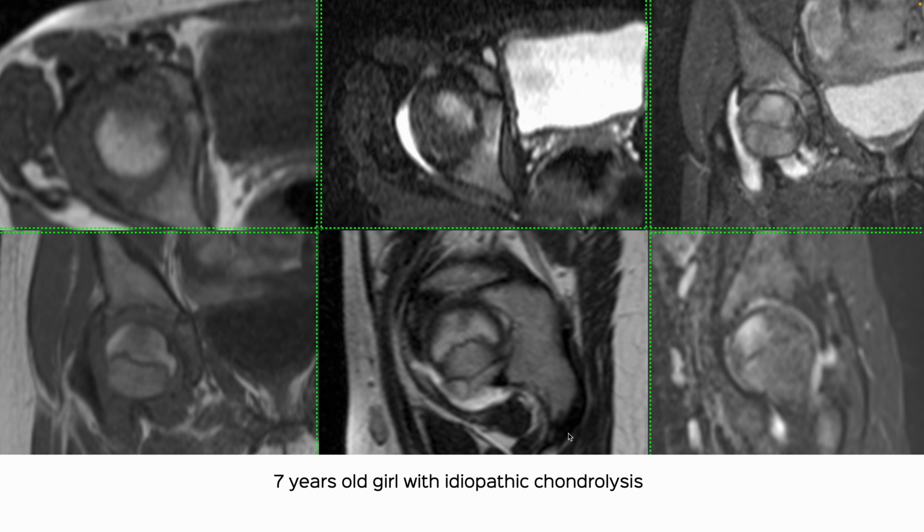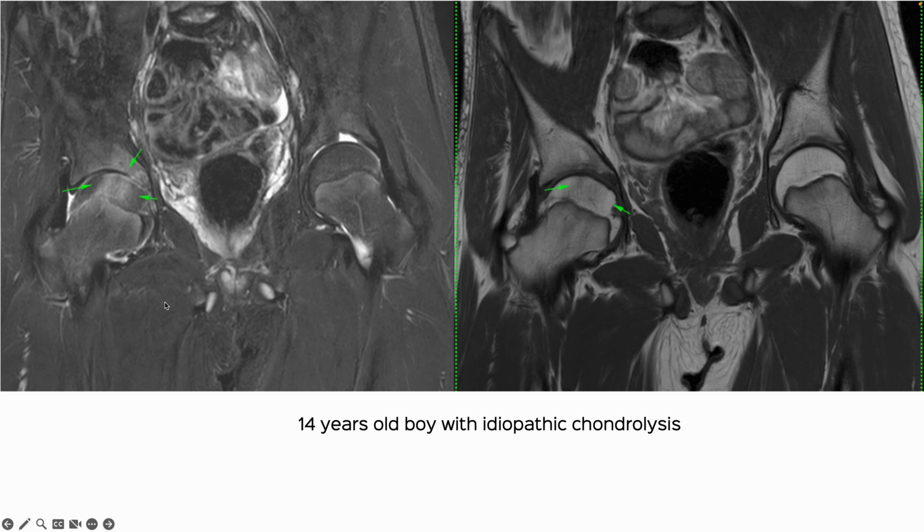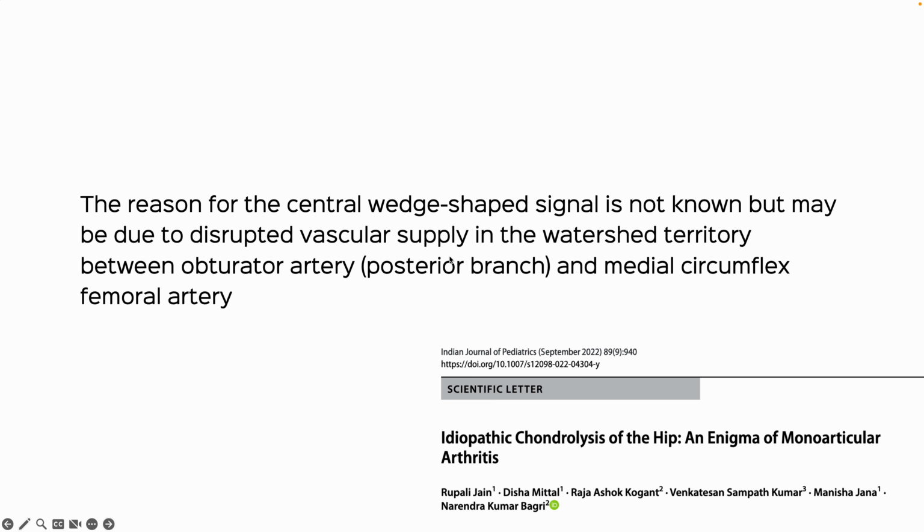So I went through my archives very quickly, and we have about 10 odd patients over the last 15-20 years that I've identified, and my team has identified. This was a 7-year-old girl with a wedge shaped focus here. This is a 14-year-old boy with a characteristic appearance, and these are all idiopathic chondrolysis. Why does this occur? We don't know.